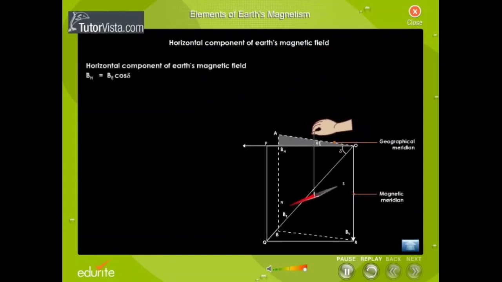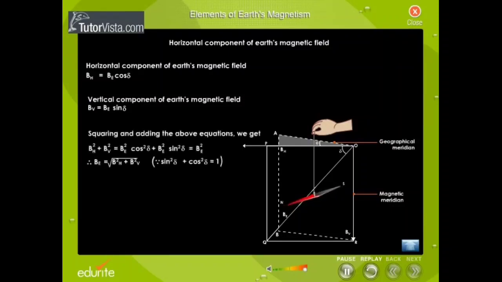From the figure, we know that the horizontal component of Earth's magnetic field BH is equal to BE cos delta. The vertical component of Earth's magnetic field BV is equal to BE sin delta. Squaring and adding the equations, we get BH square plus BV square is equal to BE square cos square delta plus BE square sin square delta, that is equal to BE square.